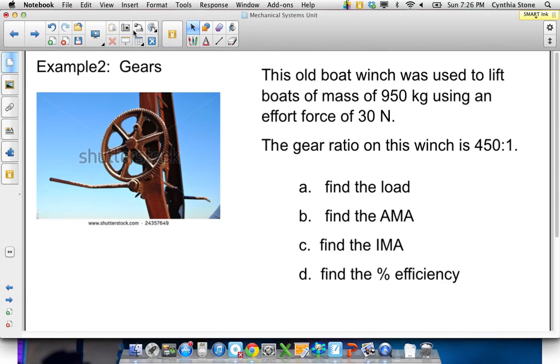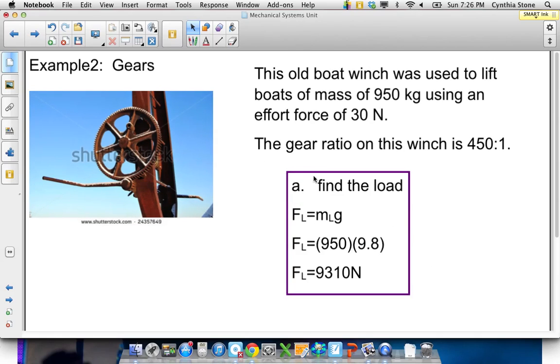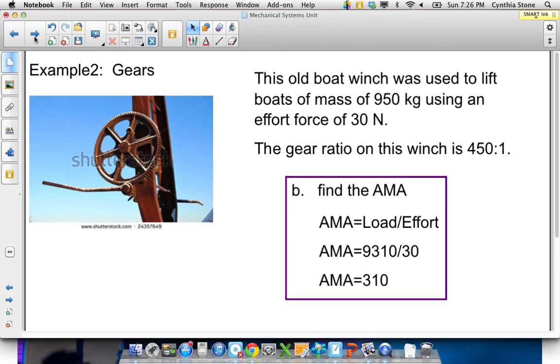In part A, we just want to find the load. Well, the load is just mass times 9.8, so 9310. That was just a straight multiply. If you'll please pause, because I'll start going too fast. But so load is just mass times 9.8. That's easy.